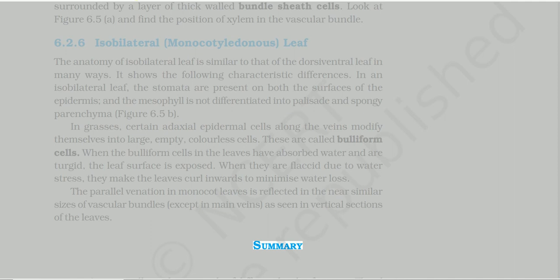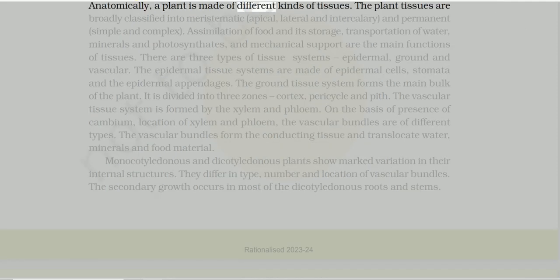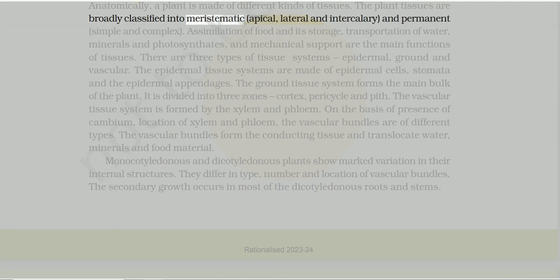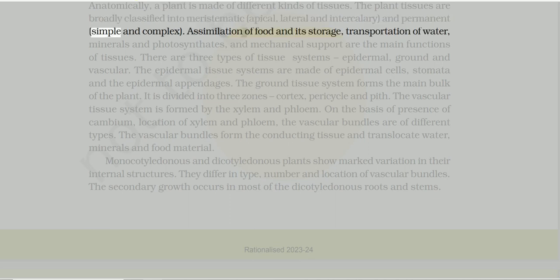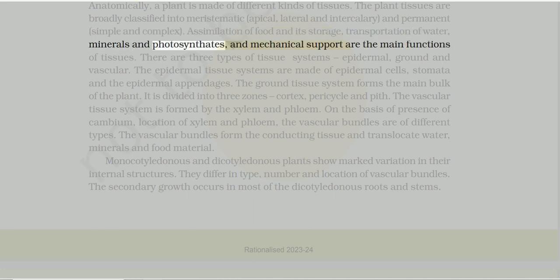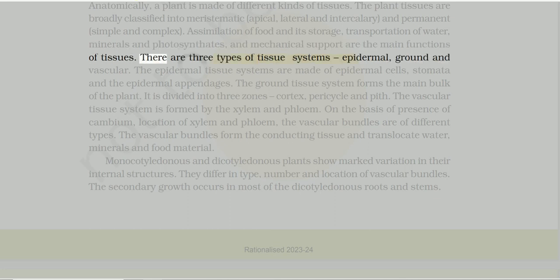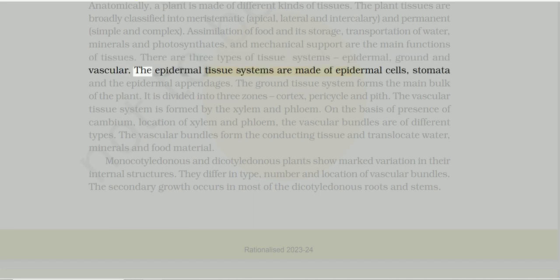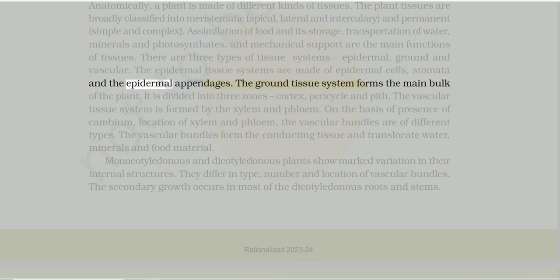Summary. Anatomically, a plant is made of different kinds of tissues. The plant tissues are broadly classified into meristematic, apical, lateral and intercalary, and permanent, simple and complex. Assimilation of food and its storage, transportation of water, minerals and photosynthesis, and mechanical support are the main functions of tissues. There are three types of tissue systems: epidermal, ground and vascular. The epidermal tissue systems are made of epidermal cells, stomata and the epidermal appendages.